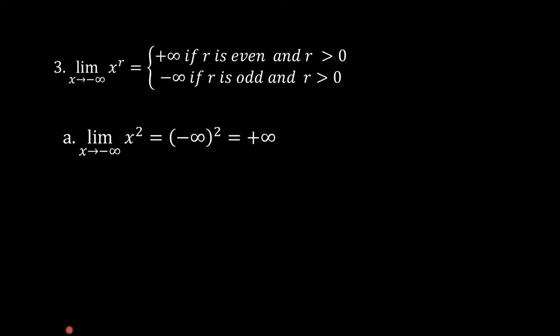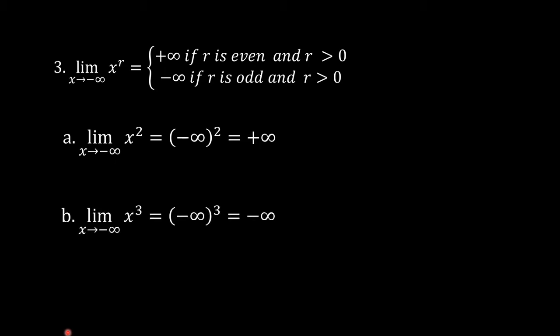Example letter A, the limit of x squared as x approaches negative infinity is equal to (negative infinity) squared. When you square negative infinity, the answer is positive infinity. And the exponent here is 2, which is an even number. So the answer is positive infinity.